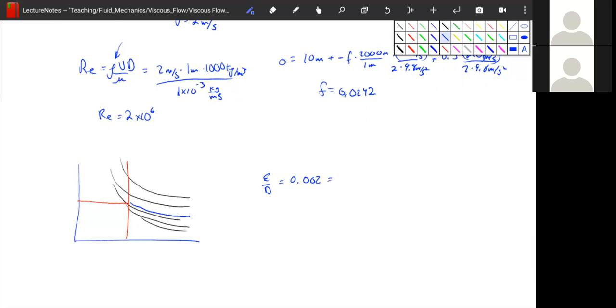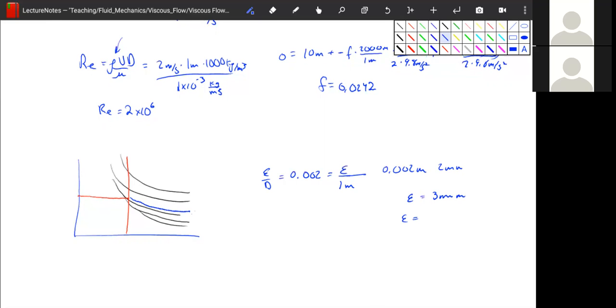So that's equal to E, our roughness, divided by our diameter, which is 1 meter. And so our roughness then is equal to 0.002 meters or 2 millimeters, which is pretty rough. An old sewer, if you look it up, people have done this measurement. Epsilon, our roughness for an old sewer, is equal to 3 millimeters. So this is a pretty old sewer line that we're looking at, and an E for a new smooth concrete sewer line is equal to 0.025 millimeters.